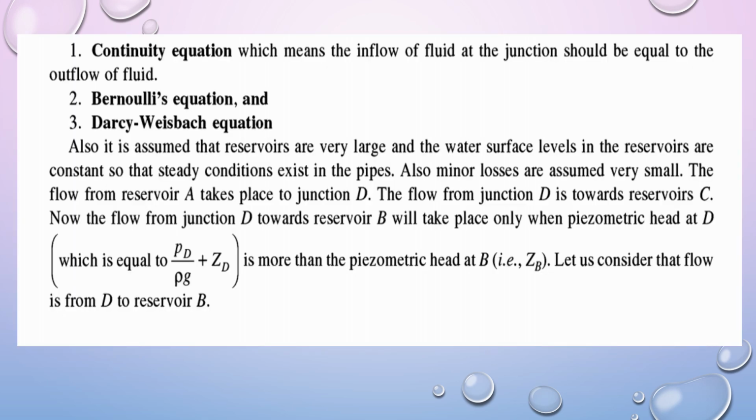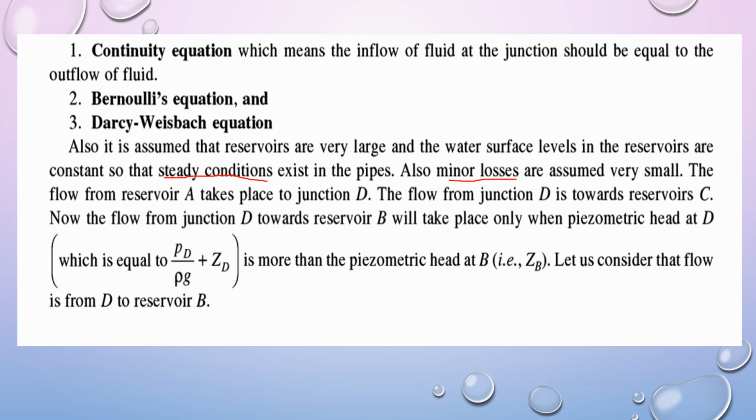So three main equations are important here in the case of a branched pipe. The first one is the continuity equation, the second one is Bernoulli's equation, and the third one is the Darcy-Weisbach equation. It is also assumed that the reservoirs are very large and the water surface levels in the reservoirs are constant, so that a steady state condition exists in the pipes. Another assumption in the case of branching of pipe is that we are assuming the water surface level as steady conditions and minor losses are neglected.